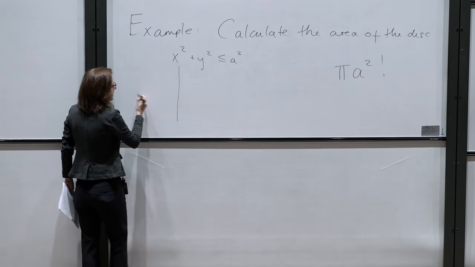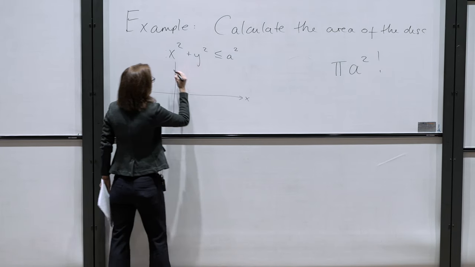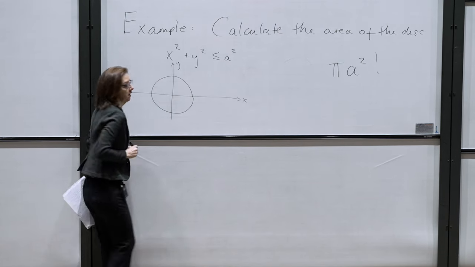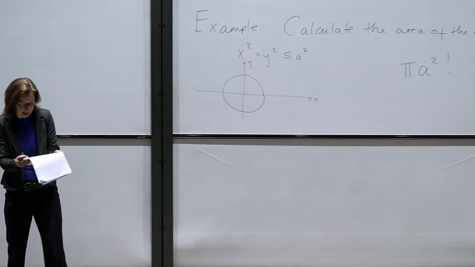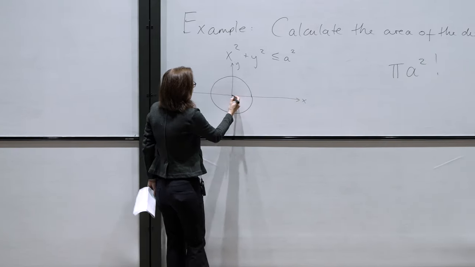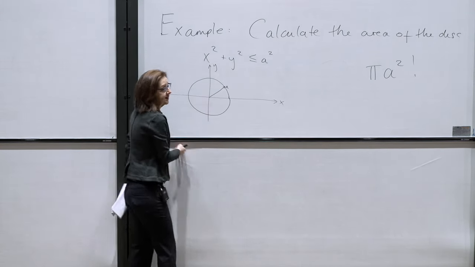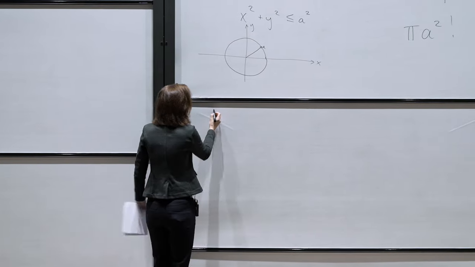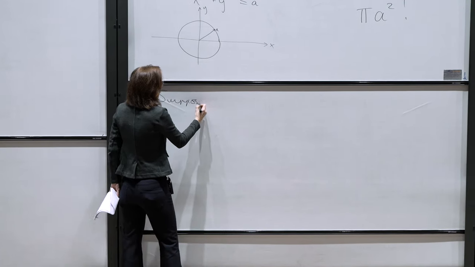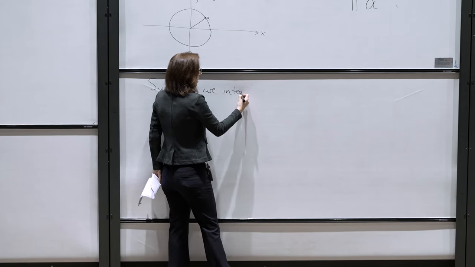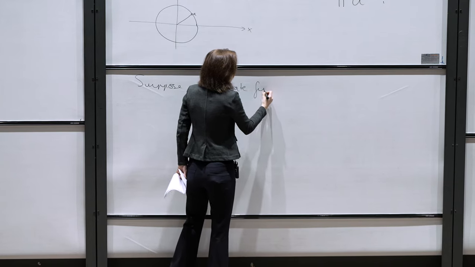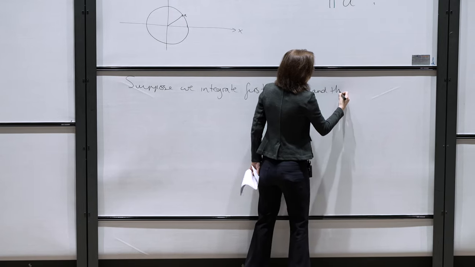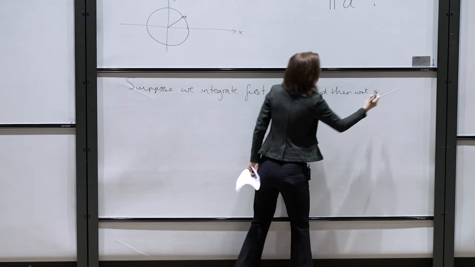Okay, so let's just draw ourselves a picture. So x, y, and here's my disk. Okay, so a nice circular disk of radius a. So we can proceed by doing it in Cartesian coordinates. It's perfectly fine to do it. So let's suppose, for the sake of argument, we integrate first with respect to y, and then with respect to x.